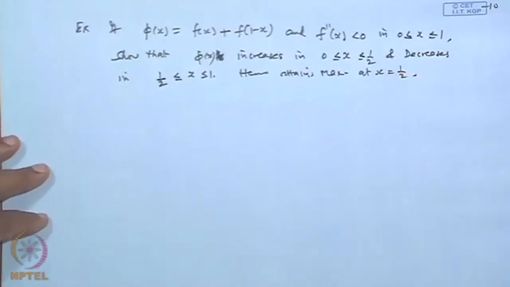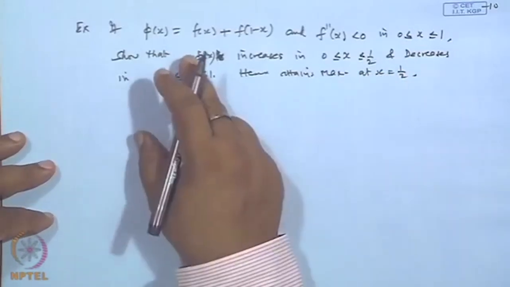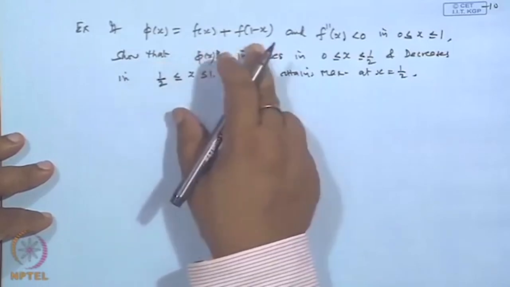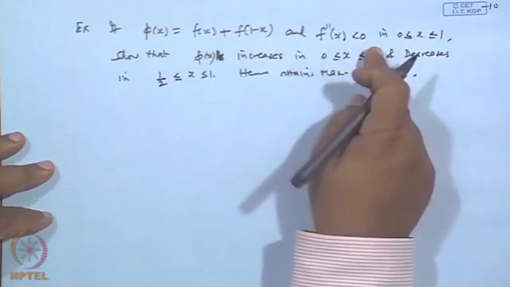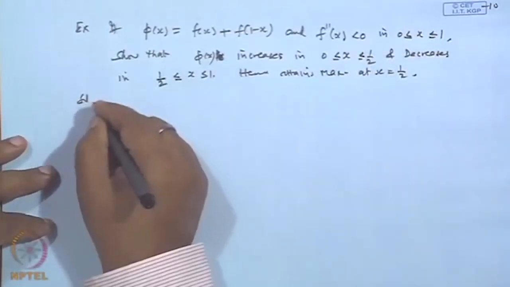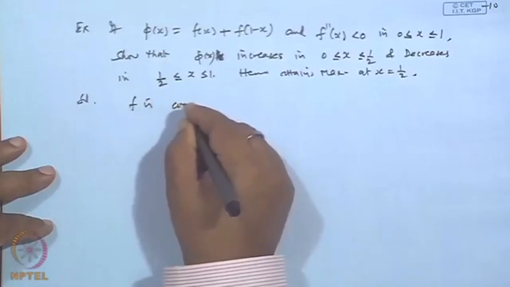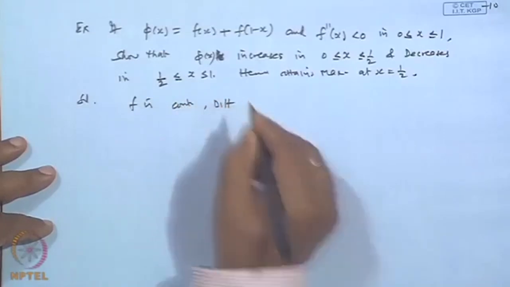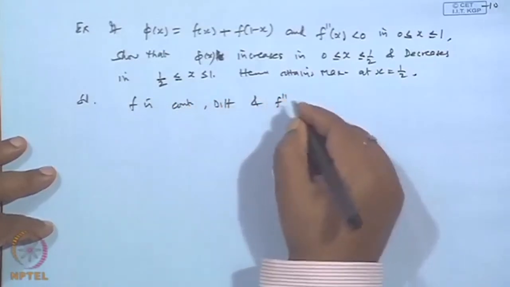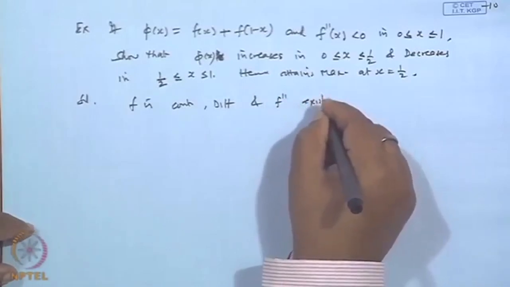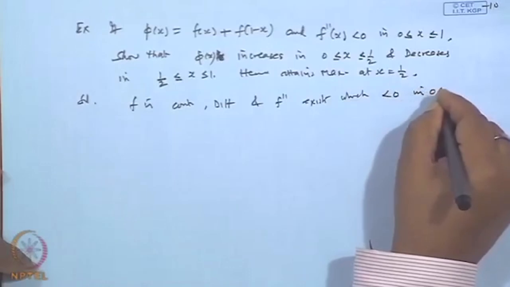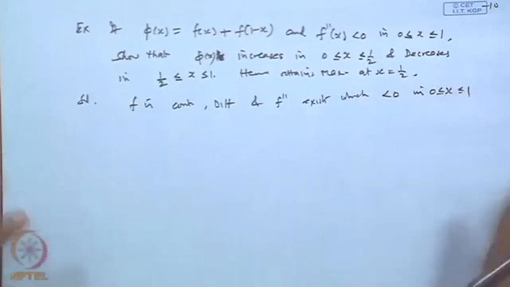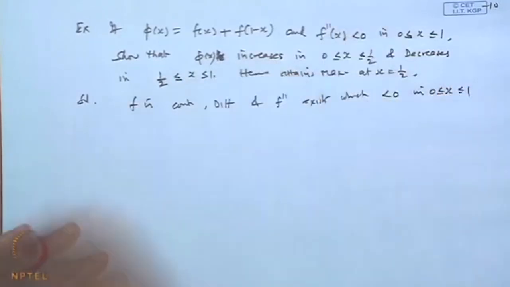Okay. Let me see this. What is given is, let function f be a well defined function over the interval 0 to 1 and the second derivative is negative. So the function f is continuous, differentiable and the second derivative exists, which is negative in the interval 0 ≤ x ≤ 1. So this much information is known.